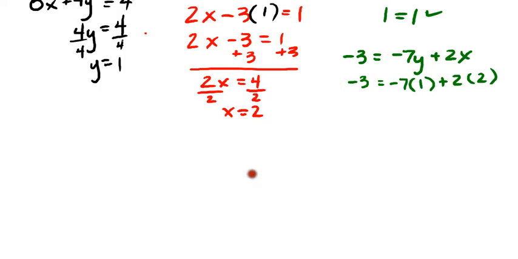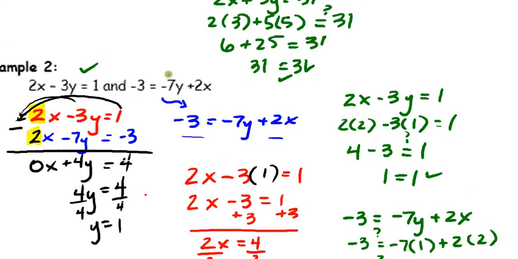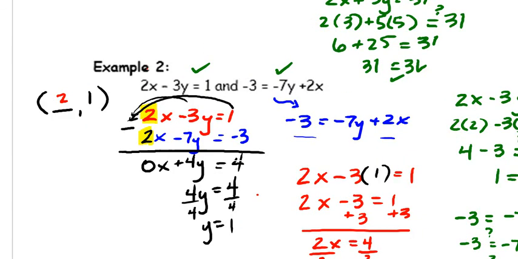Alright, and so I think that these are equal, and I have negative 3 equals negative 7 plus 4. And so negative 3 is equal to negative 7 plus 4, which is negative 3. And so that one works as well. So before I even move on to the next example, I know that my answer here is correct because this ordered pair, this (2, 1), is a solution for both of the equations in the system.